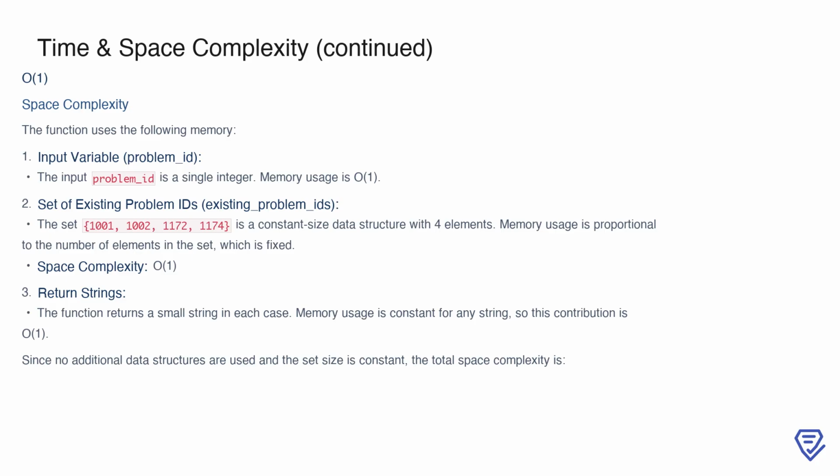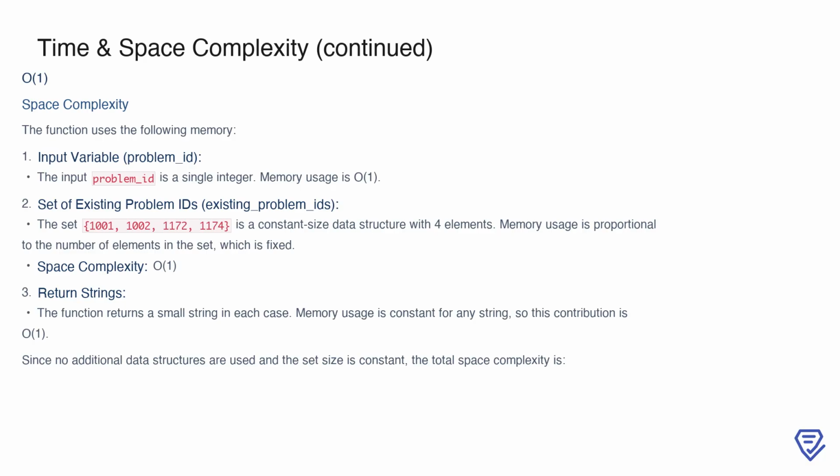The input variable, problem_ID, is a single integer. Integers in Python have a fixed memory footprint, so this contributes O(1) to the space complexity. Next, the predefined set of problem IDs, 1001, 1002, 1172, 1174, contains 4 elements. The memory used by this set is proportional to its size, but since the set is constant in size and does not dynamically grow, the space usage is still O(1).